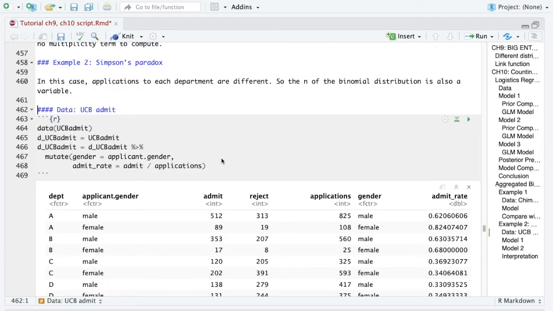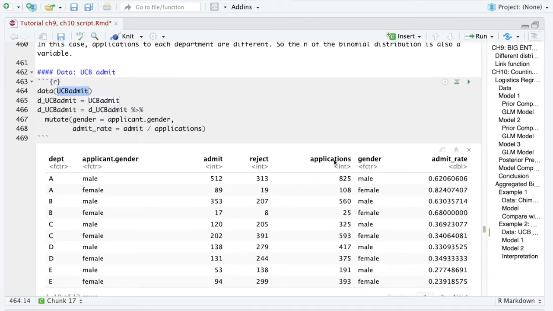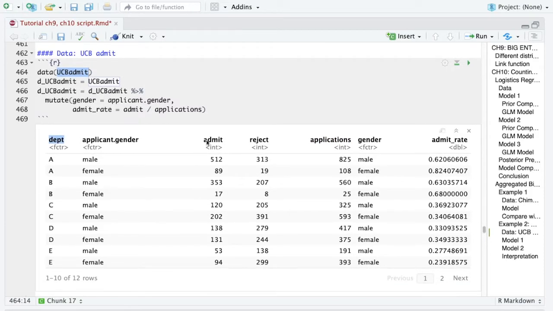And then we can see the second example of the aggregated binomial model. In this case, we will use the UCB admit data. In this data set, we can see there are a lot of applicants applying to different departments of UC Berkeley, and there are different admission rates for different departments. We want to know if there is a gender discrimination problem in the application process. So this is an aggregated binomial model with different n in different rows. The n will be the number of applicants, and y is the number of admitted students.